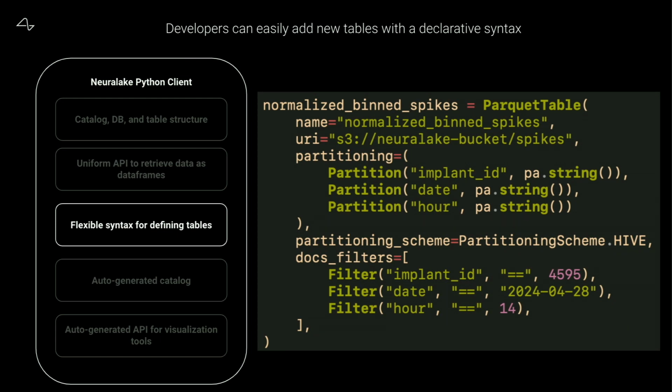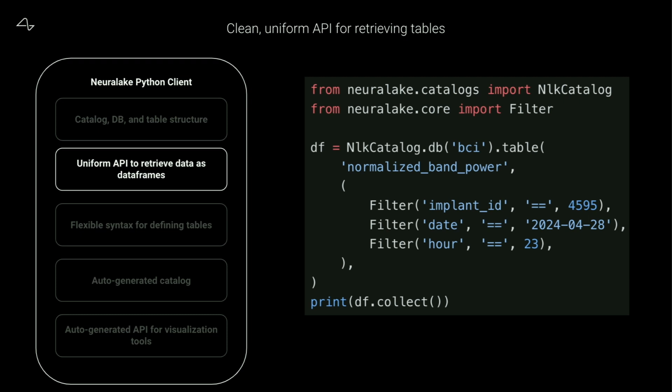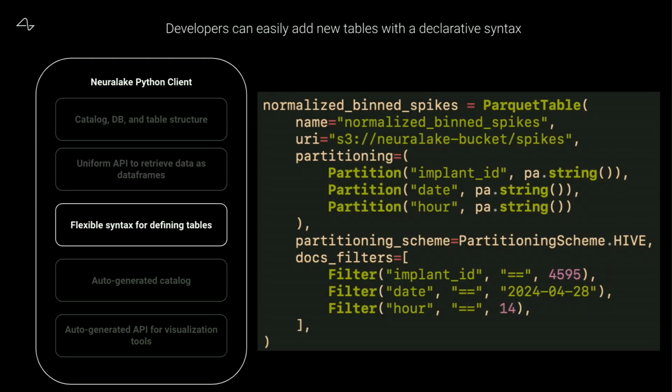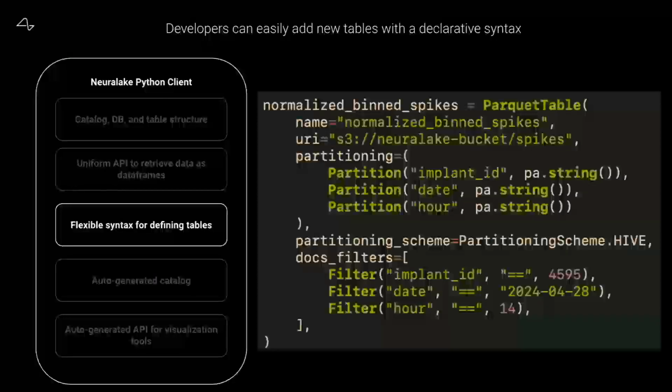So how do you add tables? So you saw that table, it was normalized band power right here, right? So how does somebody add that? Well, it's super easy. All a developer has to do, once they've set up their data ingestion pipelines, once they have data being written, is write a single line of code. We have declarative syntax that looks like this, where they can declare a Parquet table or declare a Delta table. We support both. And they can essentially just give a name, the URI, the partitioning scheme, and some documentation information for the documentation that's automatically generated. So this is a single line of code. It can take a developer maybe a few minutes to write, and their table will be available in the catalog.